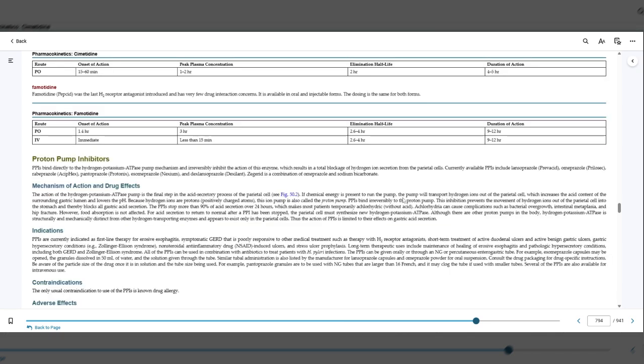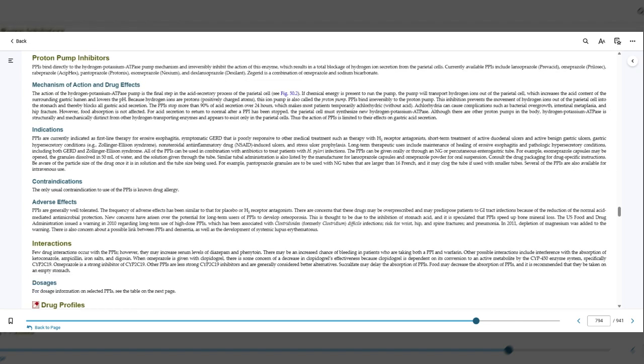Then our last one, which I really have a love-hate relationship with, our proton pump inhibitors. They bind to that hydrogen potassium ATP pump, and they inhibit the action of that enzyme, which results in total blockage of hydrogen ion secretion from the parietal cells. So when I block that completely, it can block up to 90% of those secretions over a 24-hour period, which puts patients in an alkalotic state.